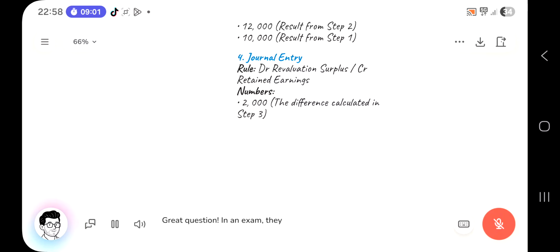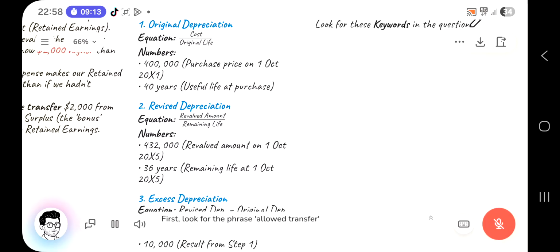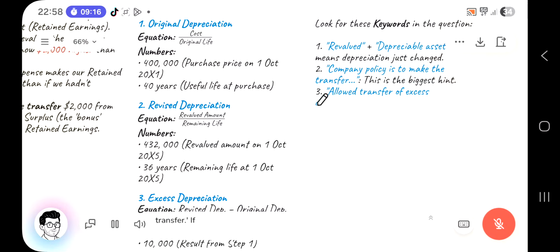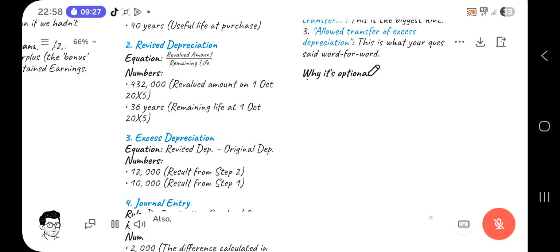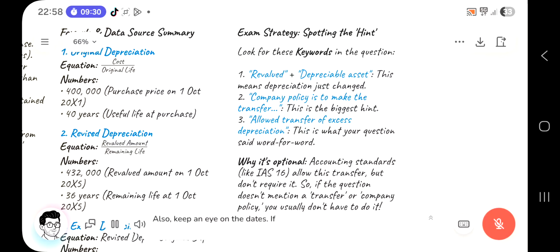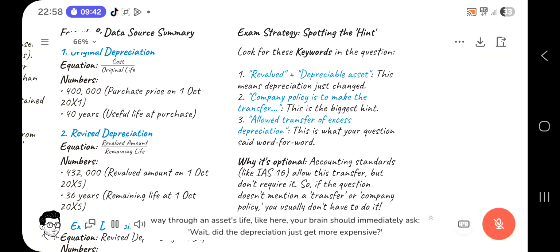Great question. In an exam, they won't always tell you, hey, do the transfer now. You've got to spot the triggers yourself. First, look for the phrase allowed transfer or company policy is to transfer. If you see those, it's 100% a signal to do exactly what we just did. Also, keep an eye on the dates. If you see a revaluation happening midway through an asset's life, like here, your brain should immediately ask, wait, did the depreciation just get more expensive?